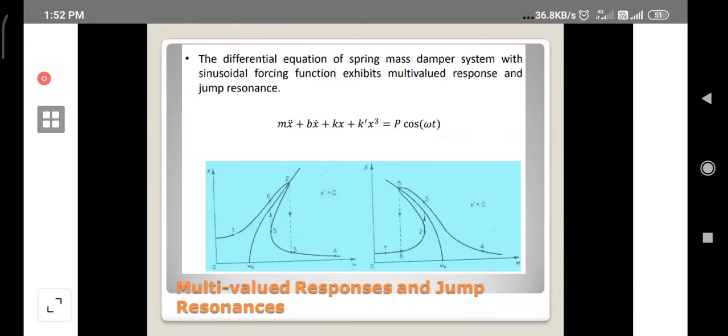The multi-valued response means for a particular frequency the values are multi-valued, because 2 and 3 are two points at a particular frequency. 2 is a value and 3 is another value for the same frequency. And the jump response means the characteristics will change abruptly. For example, the graph is moving like this, and at this particular point the response is changing. This is in the forward direction, this is in the backward direction. The characteristics completely change, a complete phase reversal happens. So this is called a jump response.